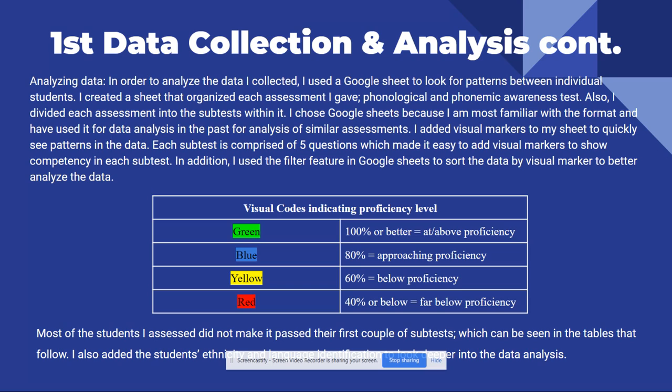So I used the following proficiency codes. They would go green if it was 100% or better, blue if it was 80%, which was approaching proficiency, yellow if it was 60%, which is below proficiency, and it would turn red if it was 40% or below, which equaled far below proficiency. Most of the students I assessed did not make it past the first couple of subtests, which can be seen on the tables that follow. I added the students' ethnicity and language identification just to look at a deeper analysis of the data.